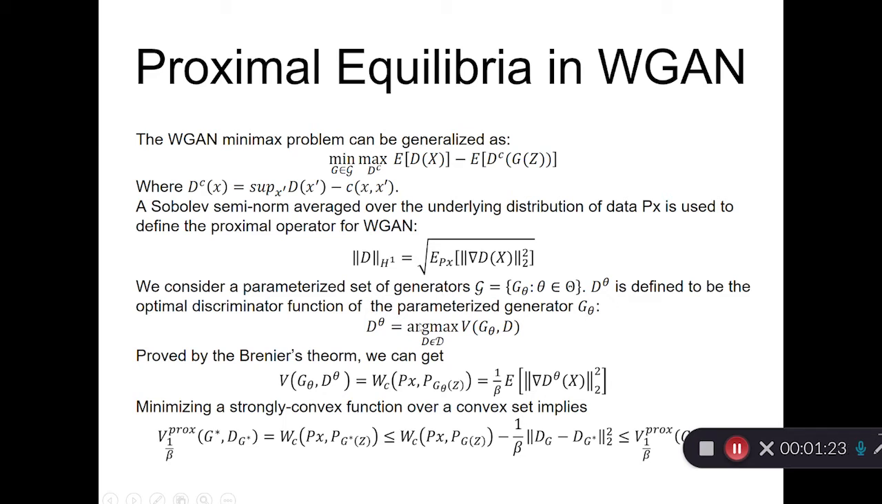discriminator function of the parameterized generator G theta. This provides the Bernoulli theorem. We can get these equations. Minimizing a strongly convex function over a convex set implies these functions, and this function will help us to build the model or the network of the GAN.